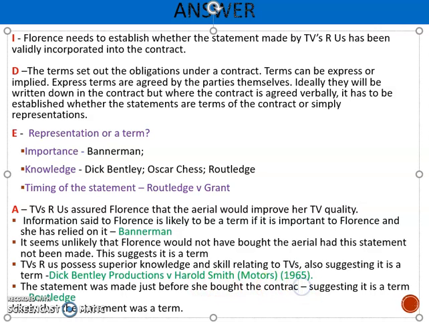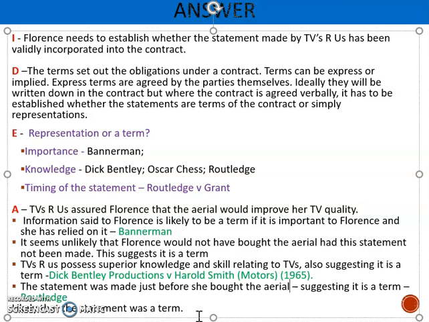And the statement was made, it looks like, just before she bought the aerial, that should say. Let me just correct it on there for you. So the statement was made just before she bought the aerial, again suggesting it's a term using Routledge and McKay. So therefore, it's likely the statement was a term, and she therefore can claim in breach of contract.